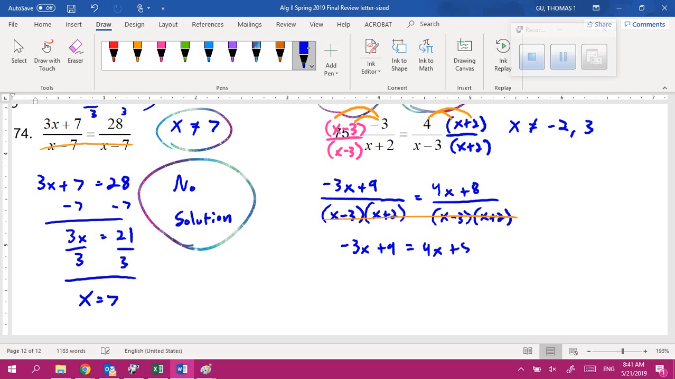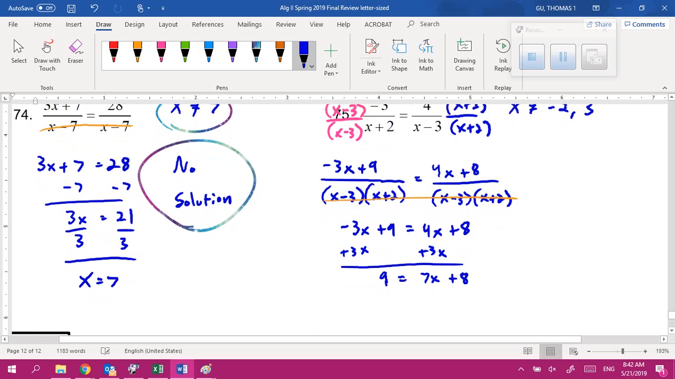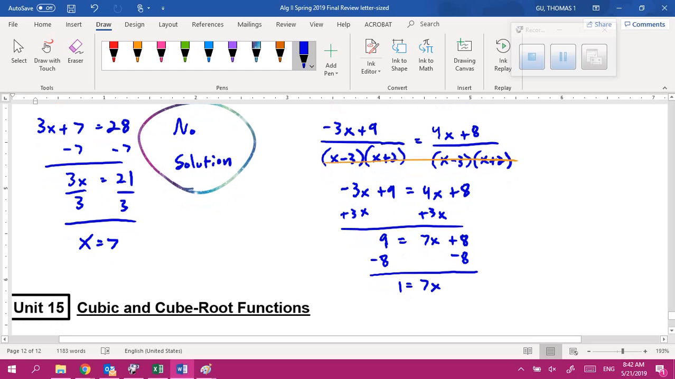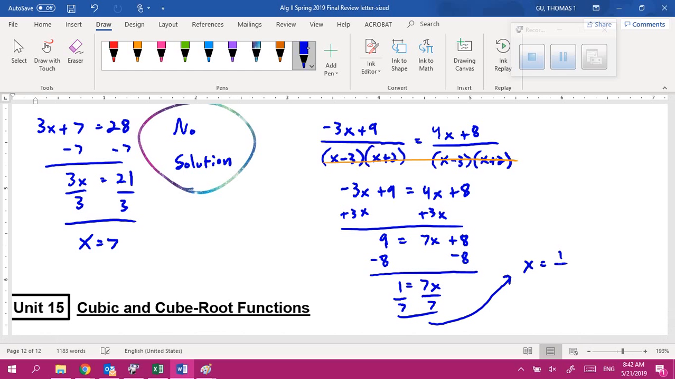Right? And so I'm just solving for x from here. So how would I solve for x from here? Plus 3x, which would give me 9 equals 7x plus 8, and then subtract 8. So 1 equals 7x, and then what do I do from here? Divide by 7. So my answer is x equals 1 over 7.